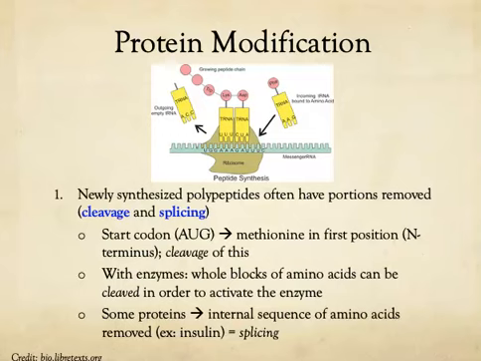Next, we're going to be talking about the ways that proteins are modified once they're imported into the rough endoplasmic reticulum or into other organelles. Proteins are modified in some combination of ways, including cleavage, splicing, chemical modification, glycosylation, and folding. Let's start by talking about these two processes known as cleavage and splicing.